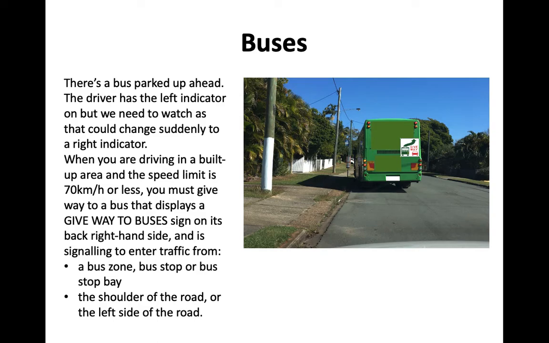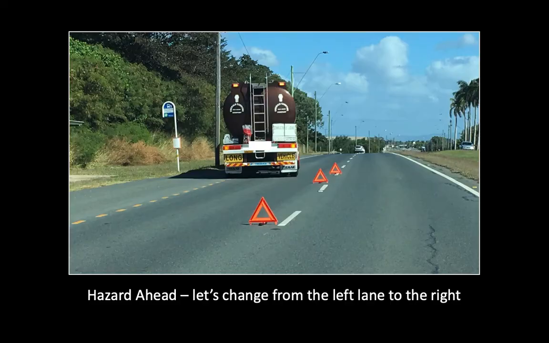indicator. When you are driving in a built-up area and the speed is 70 kilometers an hour or less, you must give way to a bus that displays a give way to buses sign on its right-hand side and is signaling to enter the traffic from a bus zone, bus stop, or bus stop bay, the shoulder of the road, or the left side of the road.